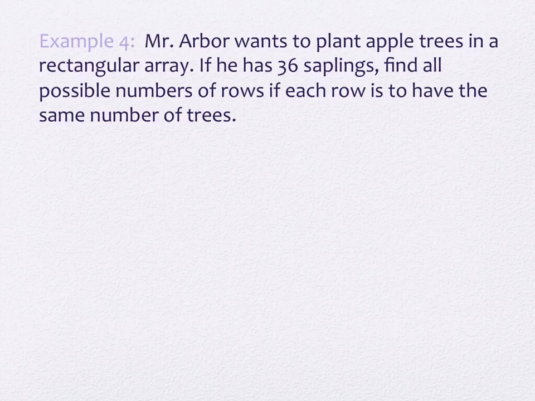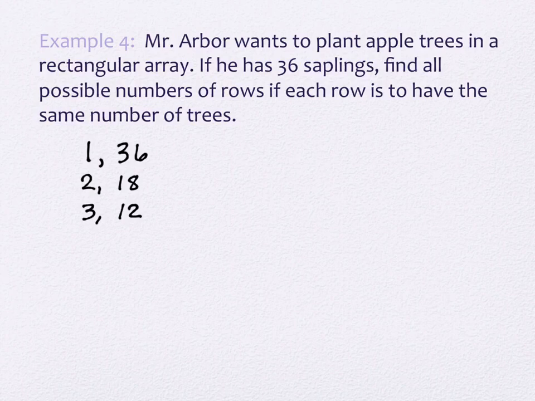I'll get you started. One option, albeit a very silly one, would be that he could have 1 row of 36 trees or 36 rows of 1 tree. So these are 2 different numbers of rows of trees, depending on how you're looking at the tree row, right, that he could have. So if we go up from there step by step, what's the next option of rows he could have? 2 and 18. So he could have 2 rows of 18 or 18 rows of 2. Okay, 3 rows of 12.